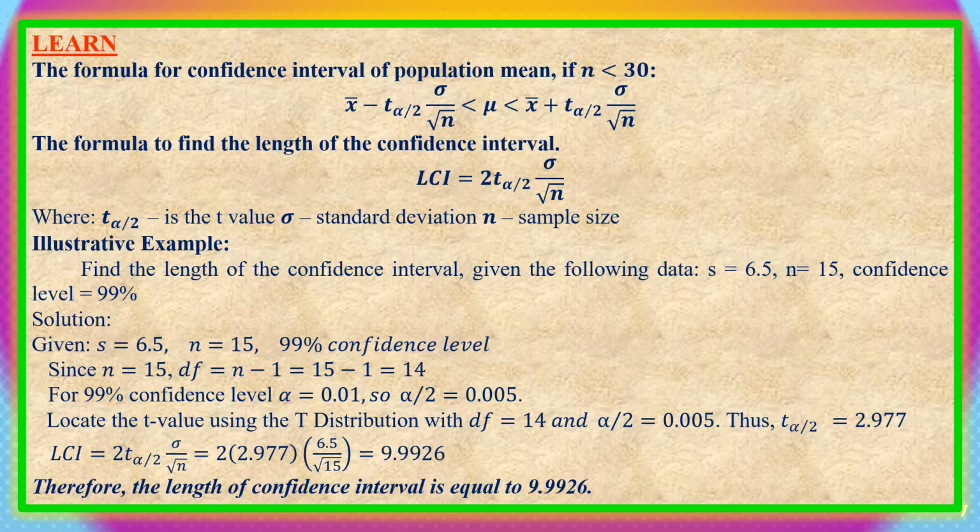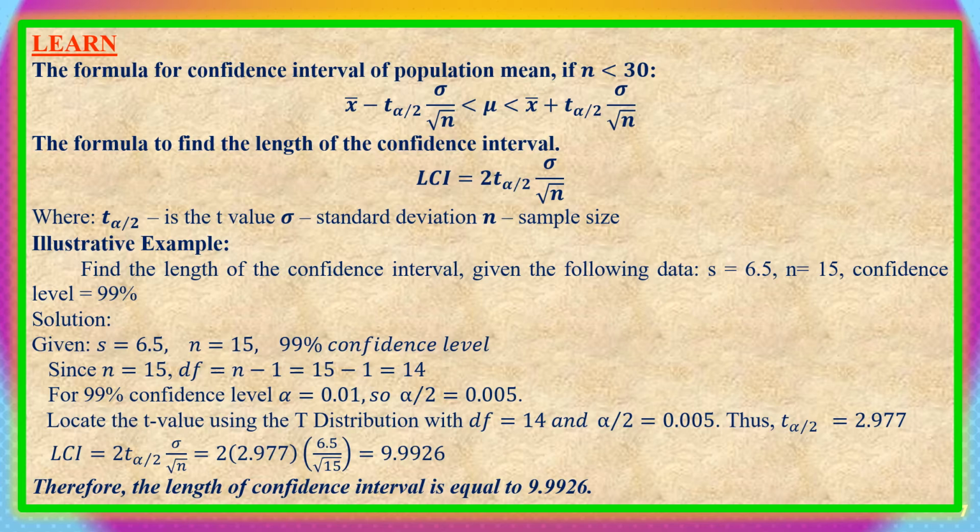Let's take a look at this example. Find the length of the confidence interval given the following data: S equals 6.5, n equals 15, confidence level is 99%. So our given is the standard deviation equals 6.5, n equals 15, and the confidence level is 99%.